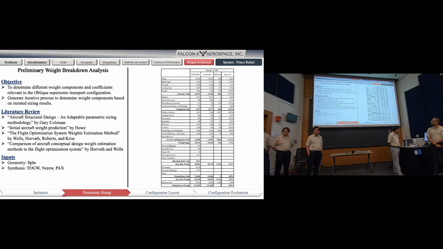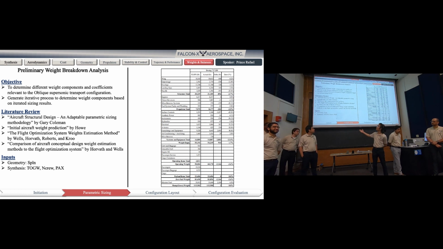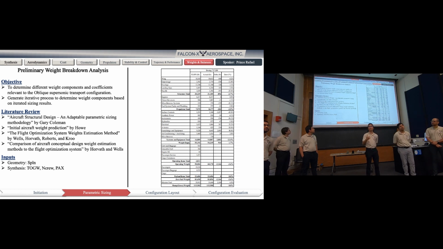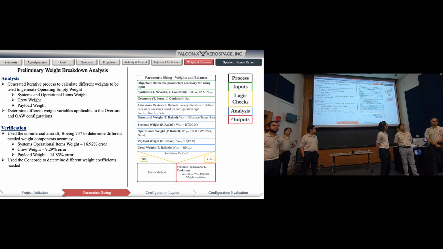Now for weights and balance, excuse me. Their main objective is to determine different weight components and weight coefficients to be used in this weight budget. We'll be using a couple different methodologies, a couple from Howe and most from Gary Coleman's thesis, to determine a bunch of these coefficients. Next slide, please.